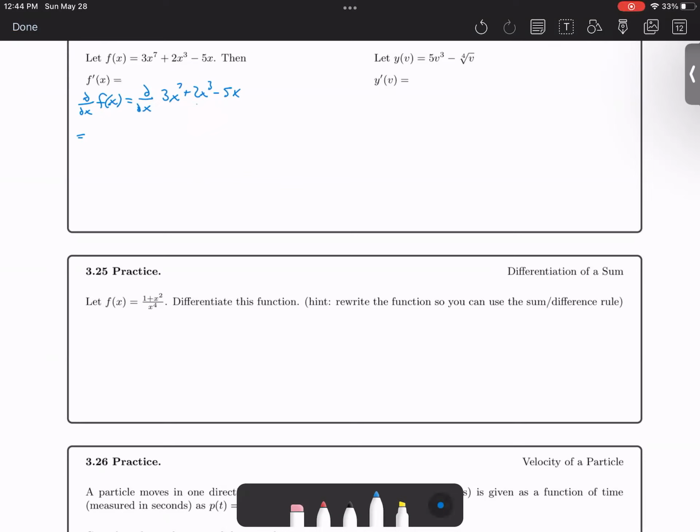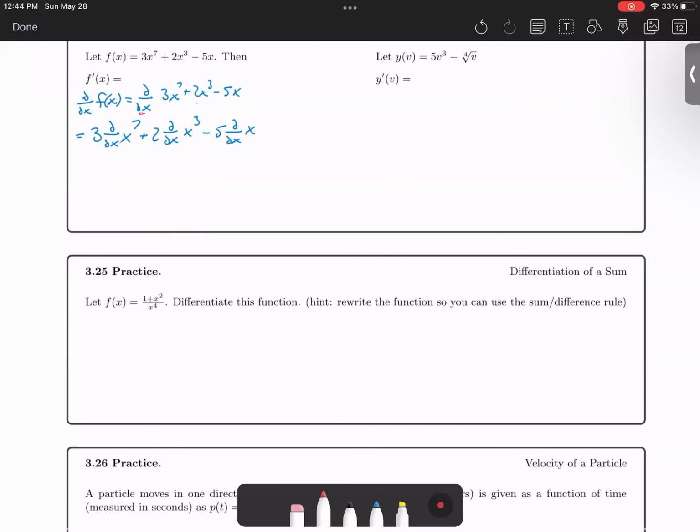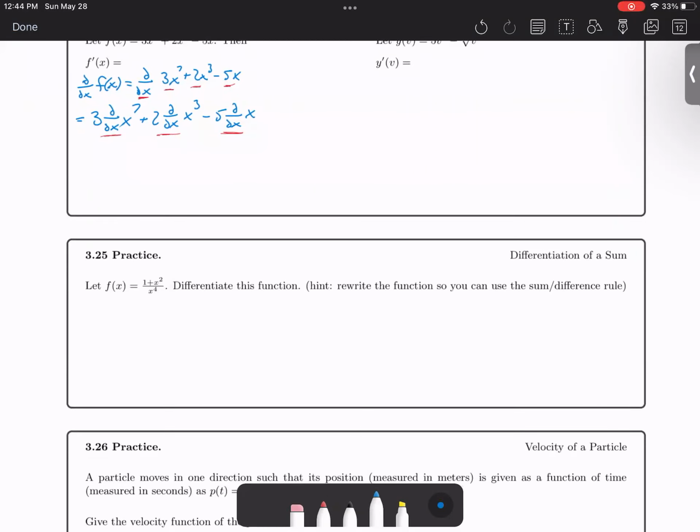differentiating this function is really no more complicated than differentiating x to the 7, differentiating x cubed, and differentiating x. Right? I took this derivative operator and I sent it to this term, and that term. Right? Everything that was a constant was pulled out. The only thing that I'm now left with is the derivative of a bunch of power functions.